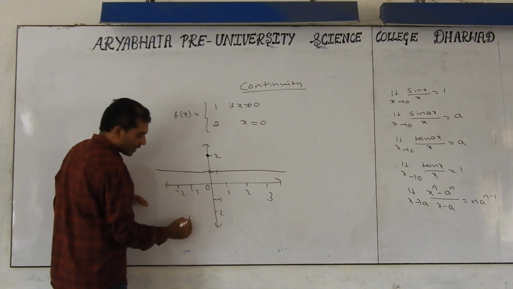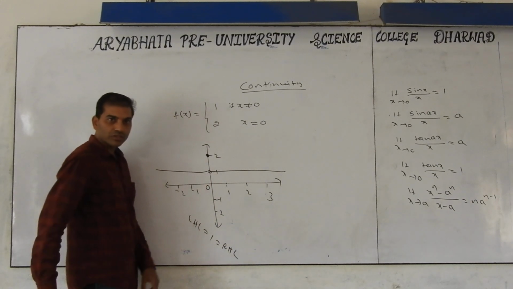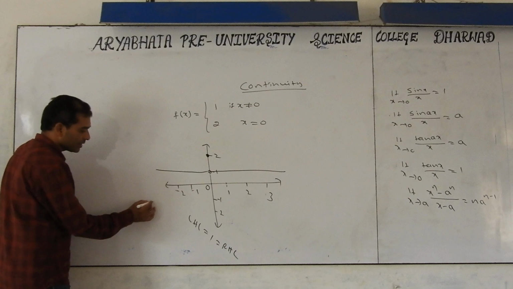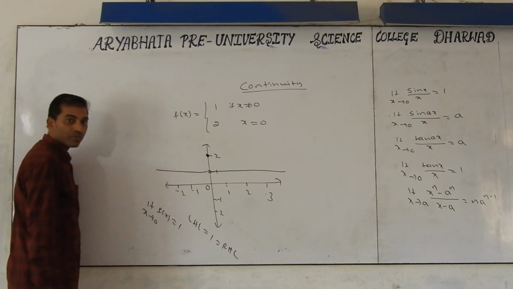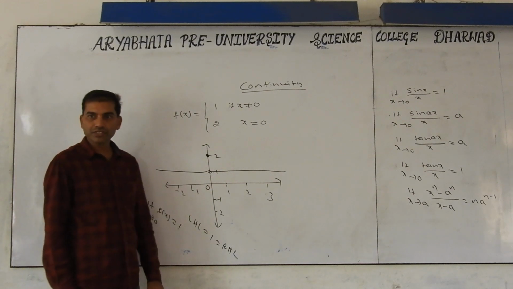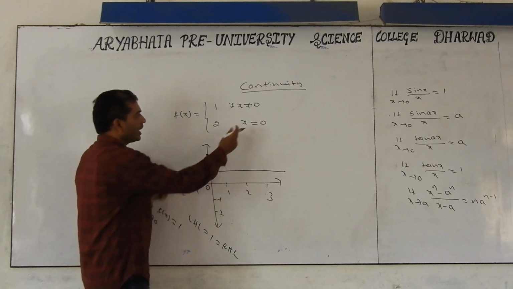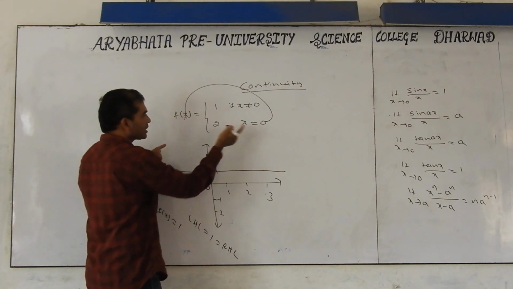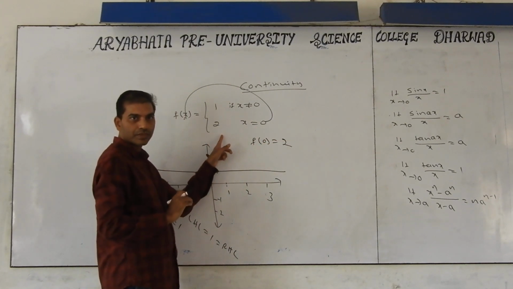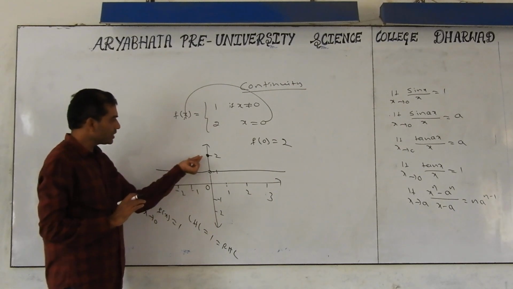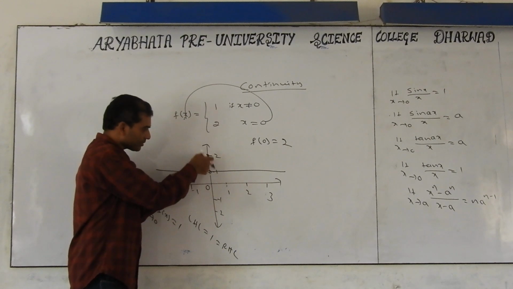So the left limit is 1, the right limit is also 1, so the limit exists. What is the limit? The limit x tends to 0 of f of x equals 1. But the function value at 0, substituting x by 0, f of 0 equals 2. So this is 2, and there is a gap here. There is a break in this graph.